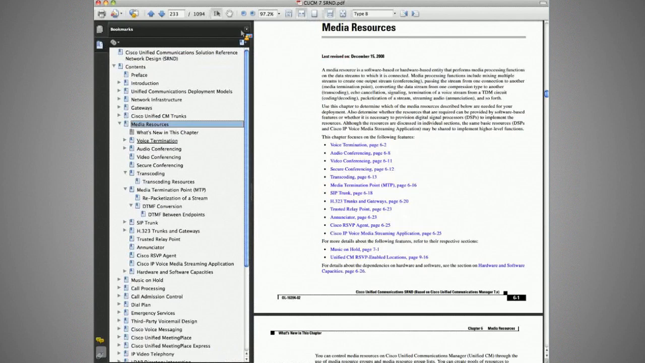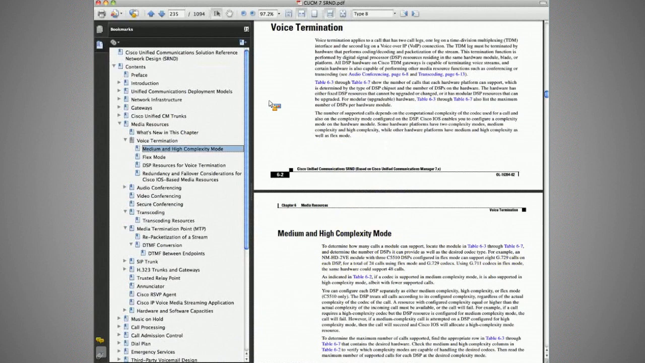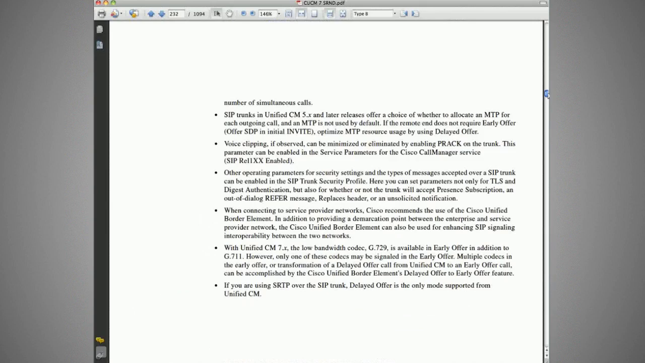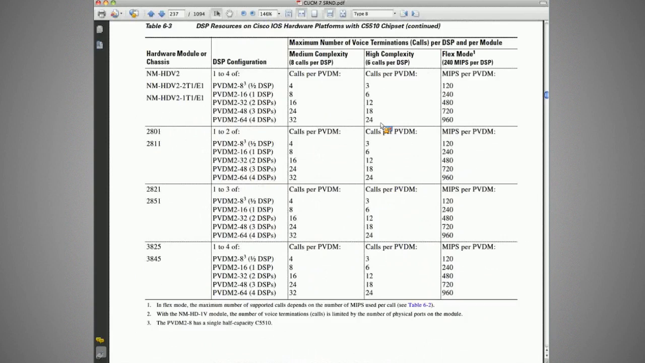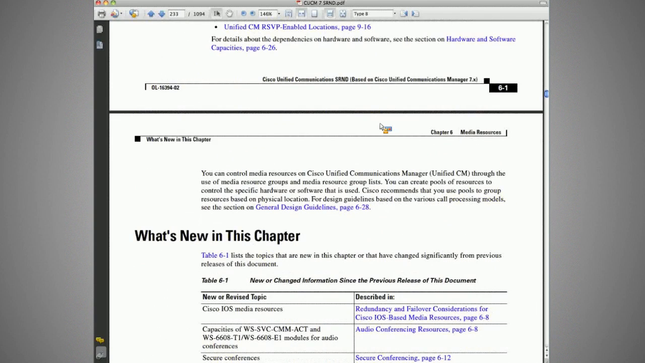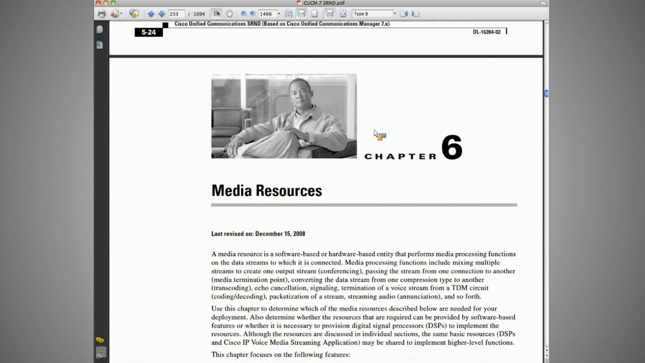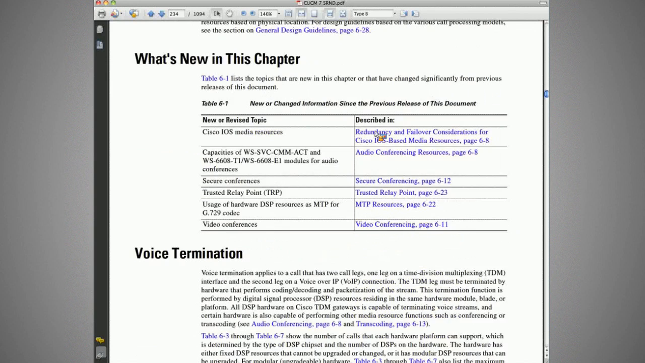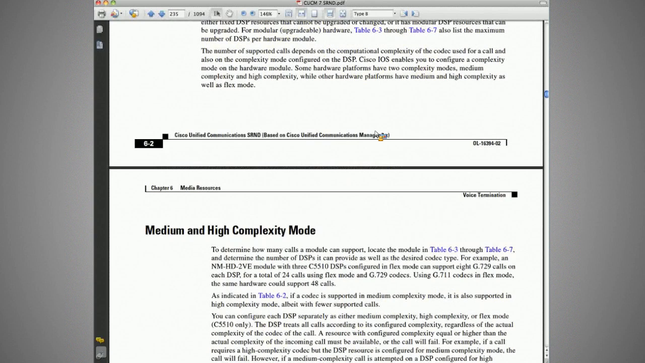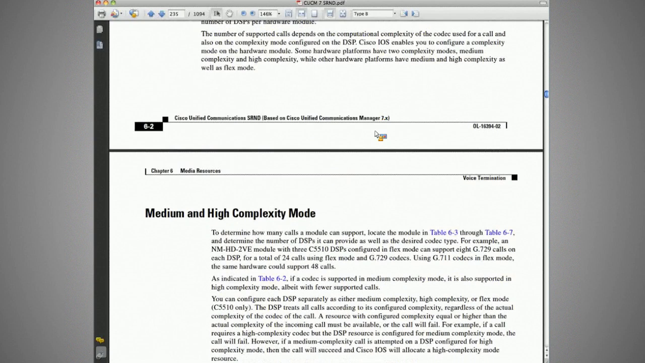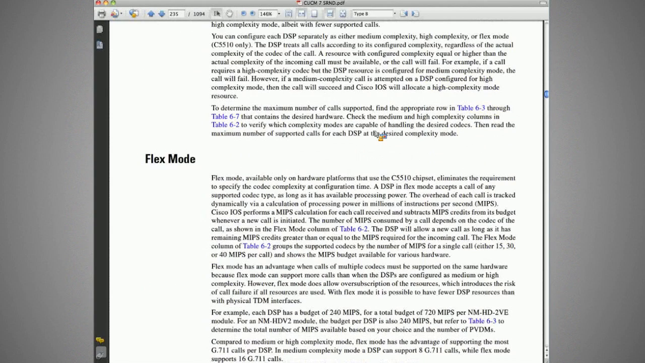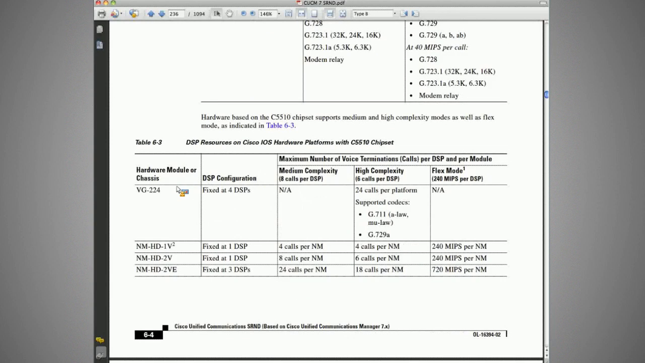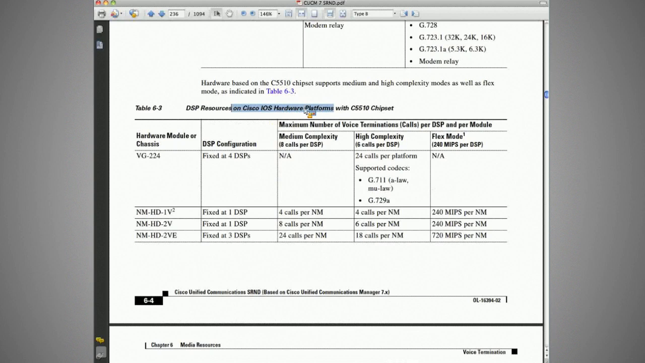So if we take a look and we jump down to the media resources, we've got information about voice termination in general. This is where we can get into looking at the codecs that we were just talking about. Whoops, scrolling a little bit too fast. A lot too fast, actually. Back up to the top. Okay, media resources. As we scroll down and we take a look at voice termination, this is where we can, in the SRND, find out information about medium and high complexity codecs, Flex, as we just talked about, and DSP resources for voice termination.